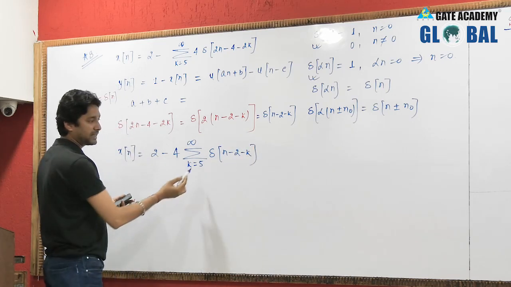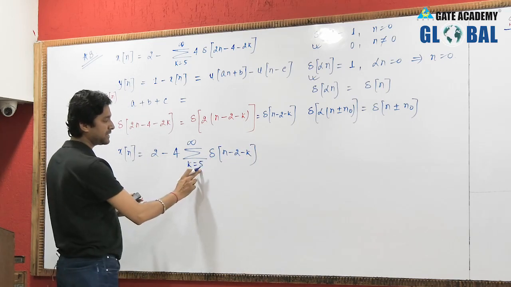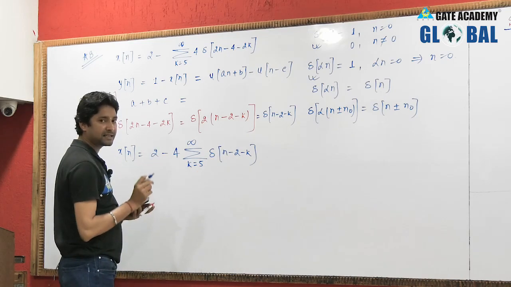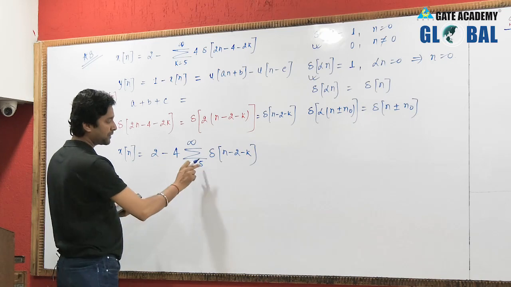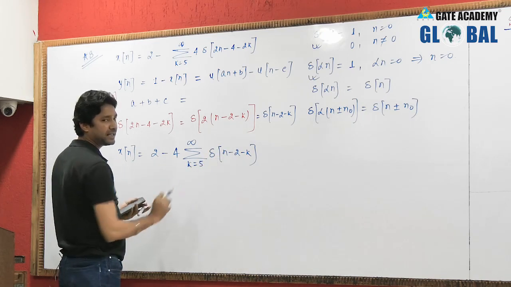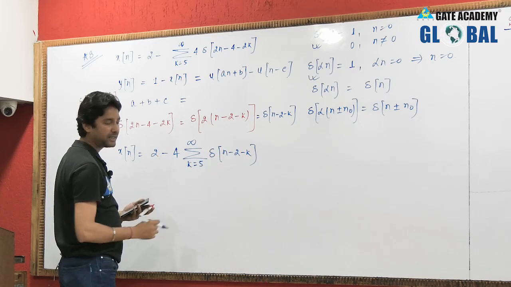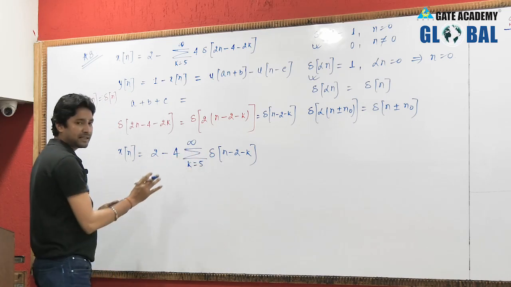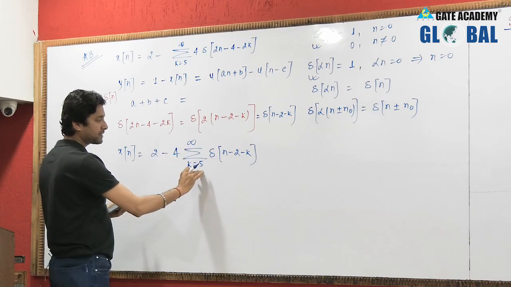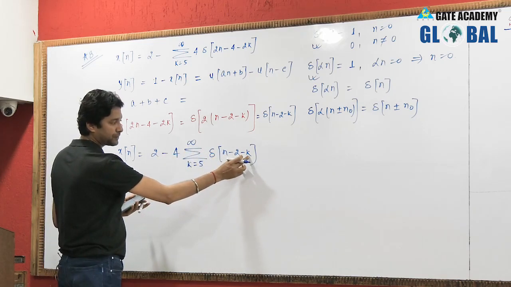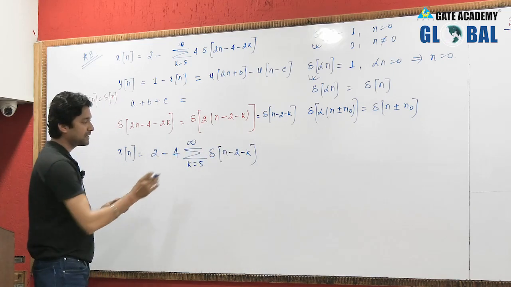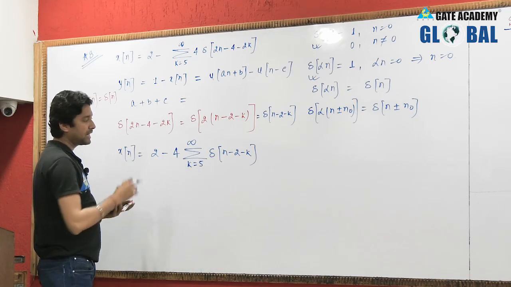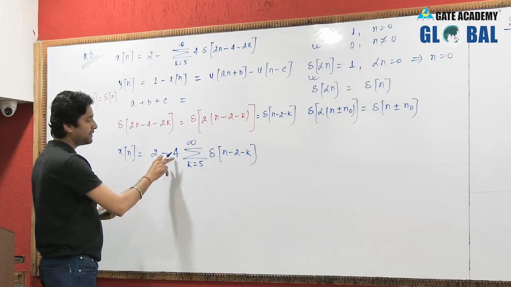If we substitute k from 5 to infinity, at k equal to 5 this function will become n minus 7, that is the impulse existing at n equal to 7. For 6, it will be del of n minus 8, that is impulse at n equal to 8, and so on. It means it is a series of impulses starting from n equal to 7 and occurring up to infinity, having values 4.